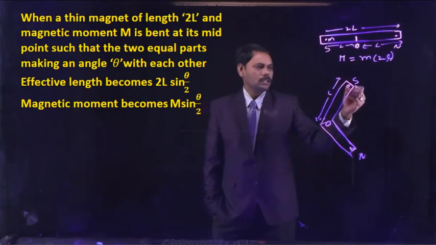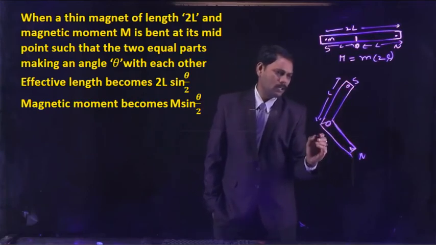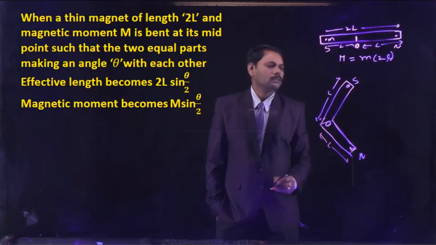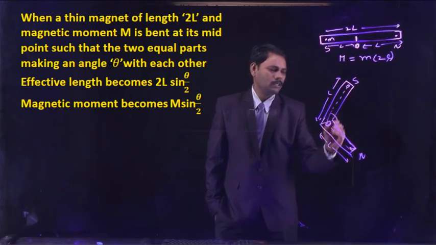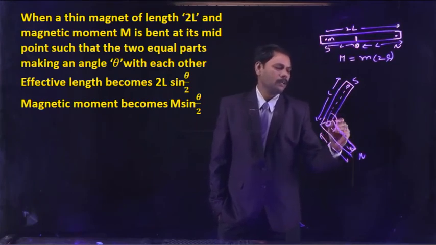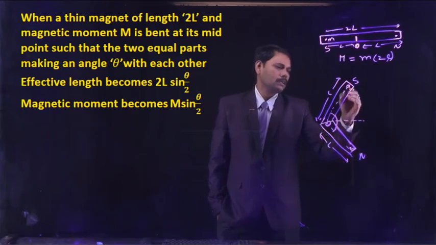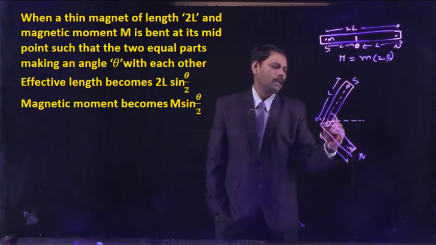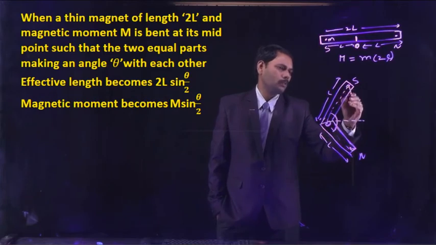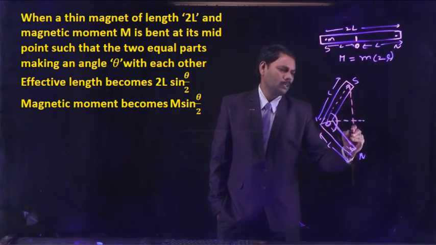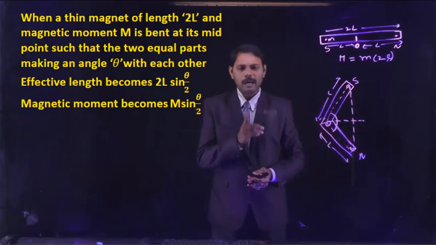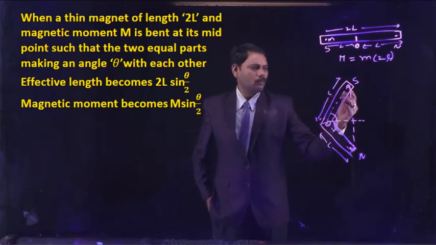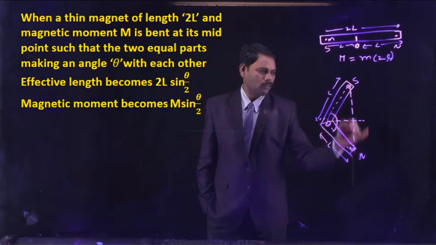Now this SO is L as well as ON is also equal to L. The angle made at the center is theta. Draw a perpendicular line here, and at O, join the south and north poles. This is the new modified length, the modified length of the bent magnet. The modified length of a bent magnet is always the length between the south and north poles. Hence, this is the length of the magnet.